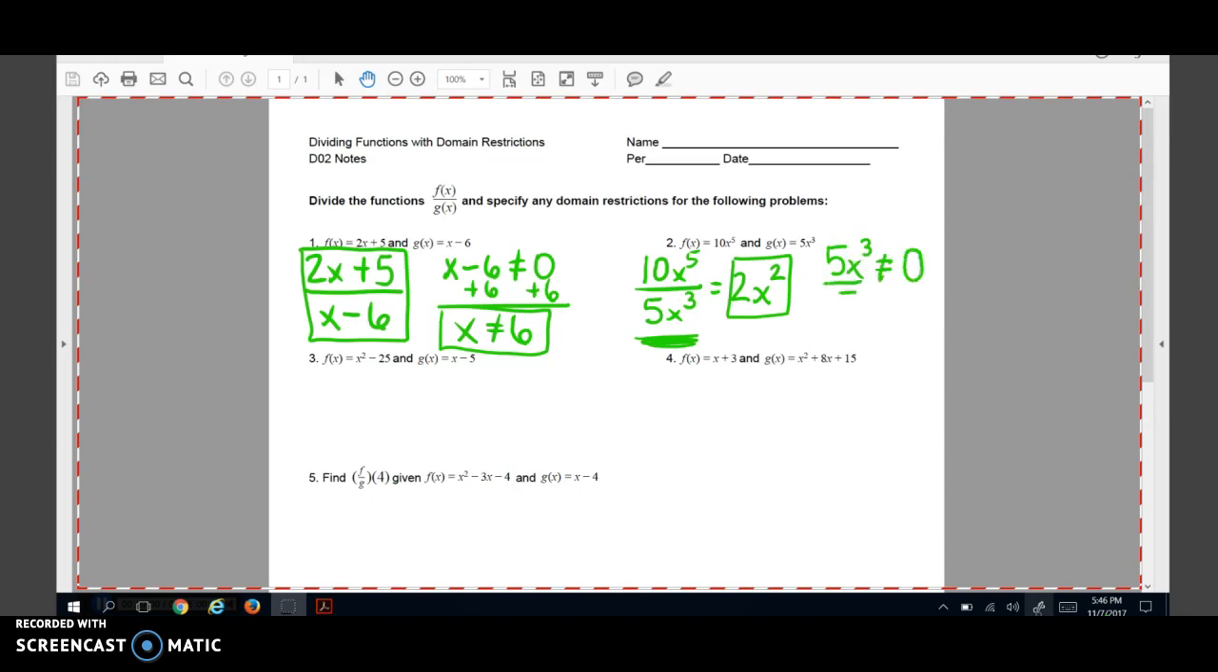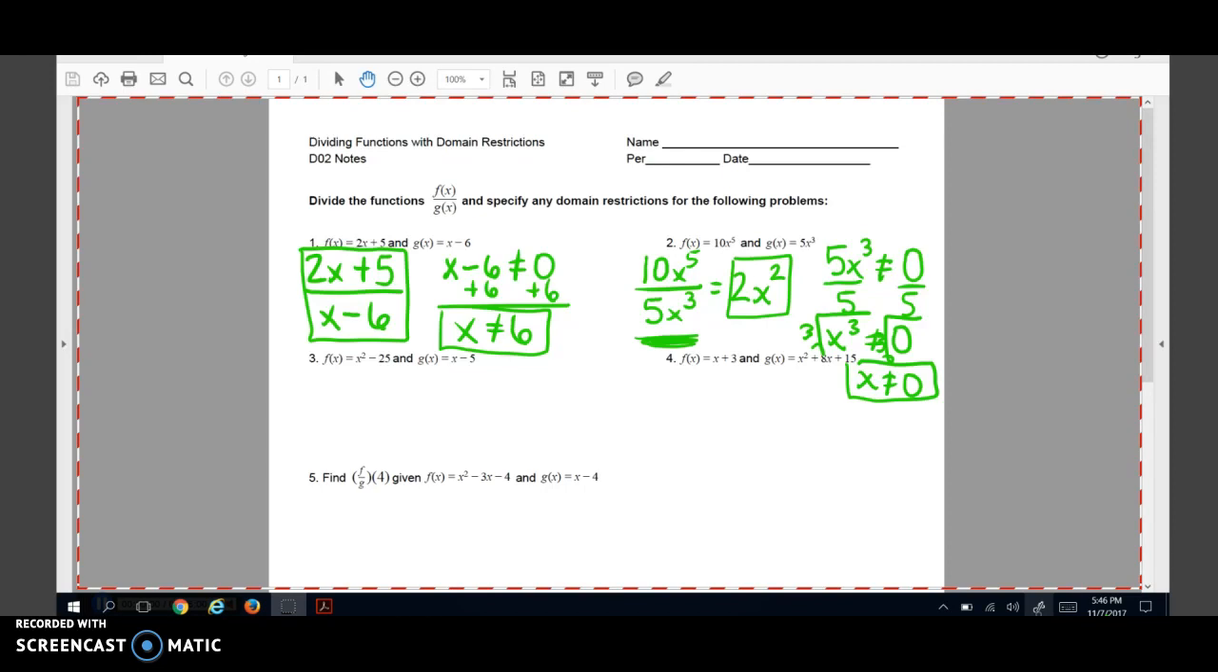When I solve for x, I would divide both sides by 5 and get x cubed cannot equal 0. In order to solve for x, I would need to take the cube root of both sides, and I get x cannot equal 0. And this is then my domain restriction for problem number 2. Moving on to problem number 3.